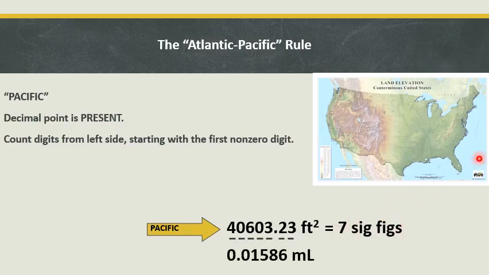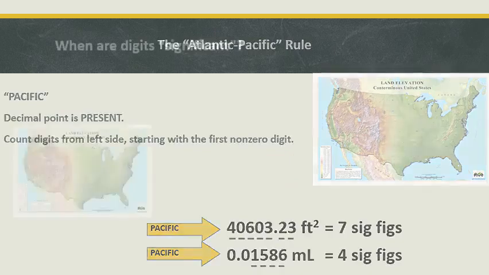In another example, let us see this one. Again the decimal is present, so we have to count from left to right, starting from the first non-zero digit. So how many are here? 1, 2, 3, 4. So there are 4 significant digits, or 4 sig figs. So when there is a decimal present, count left to right, Pacific to Atlantic, starting from the first non-zero digit.